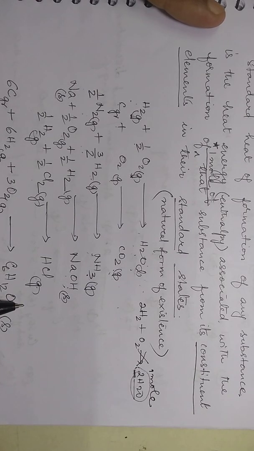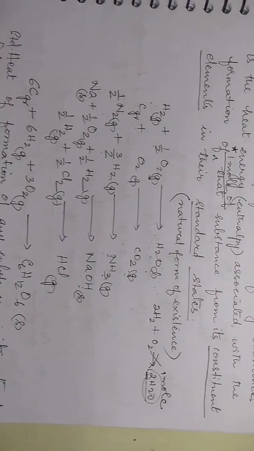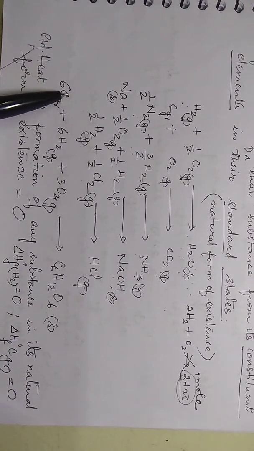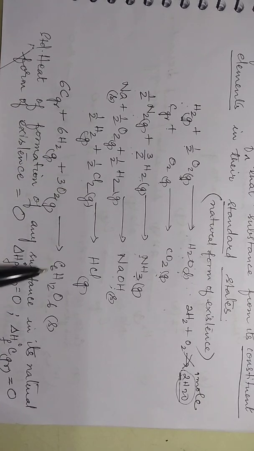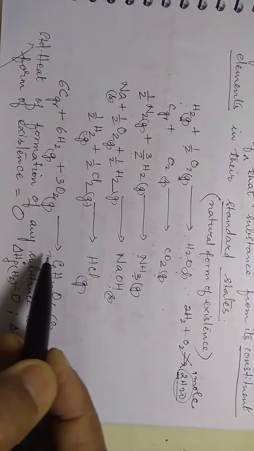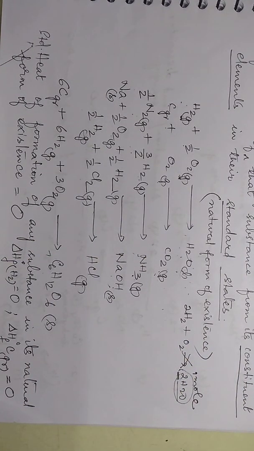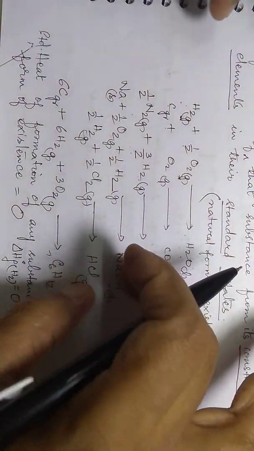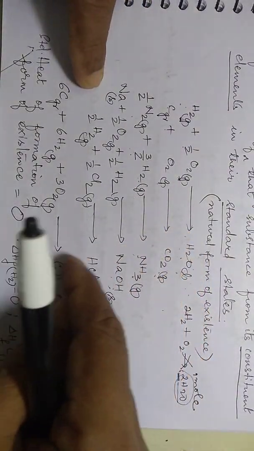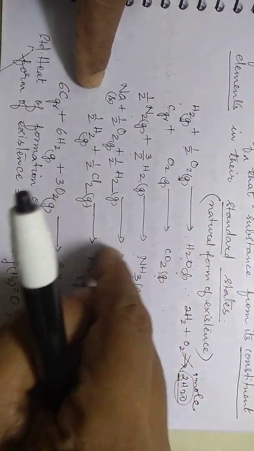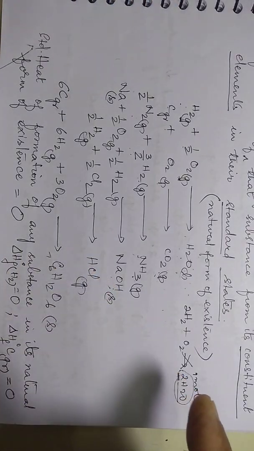Supposing you want to show the formation of glucose, then it is 6C graphite plus 6 H2 gas plus 3 O2 gas gives this. Okay, this has to be 1 mole. On the reactant side it can be whatever the equation requires, but here only 1 mole should be there. Exactly, a formation should be only 1 mole of that substance. It may be using any number of moles of the constituent elements. But that formation, that is product side, should be only 1 mole in each of the reactions.